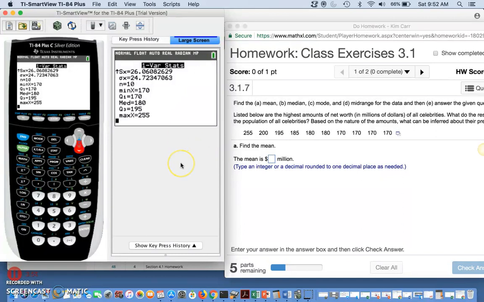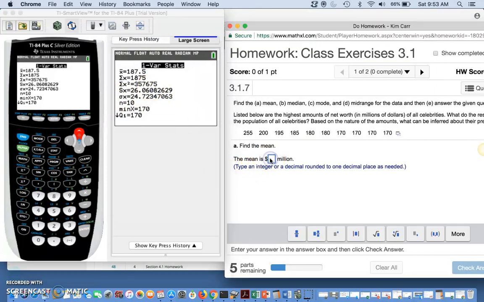it's supposed to give you the minimum x. It's minimum x, quartile 1, median, quartile 3, and the maximum. That's what we'll learn more about later on as being called the 5-number summary. Okay, but right now, what are we looking for? We're looking for the mean, that is X bar, 187.5. So I'm going to type that in.